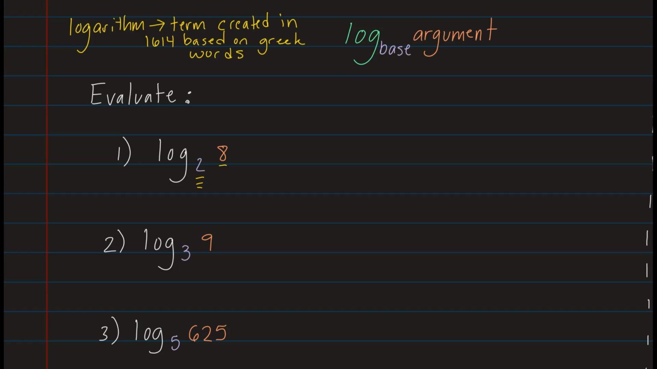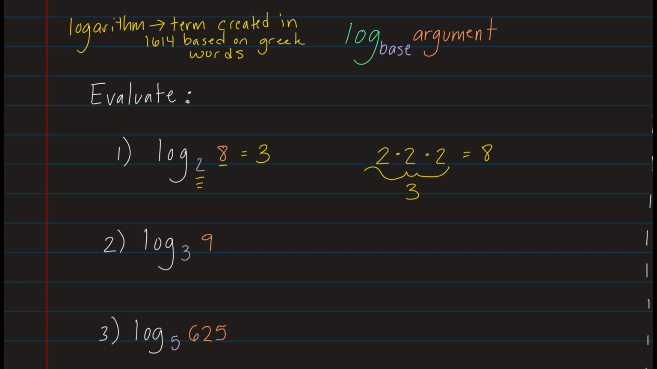So let's try it over here. 2 times 2 is 4. Well, that's not quite there yet. Times another 2, that's 8. So how many times did we multiply 2 by itself to get to this 8 number? 3. So log base 2 of 8 is equal to 3.